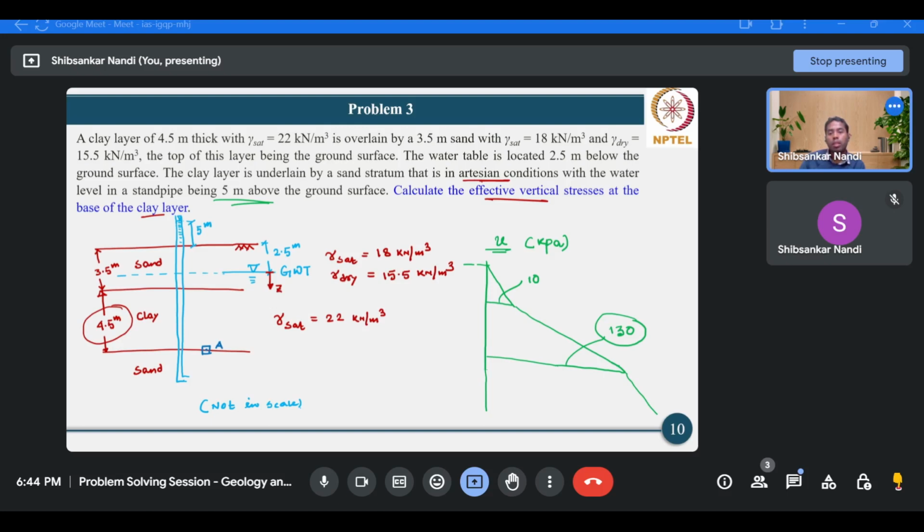The Z is basically measured from the groundwater table location. So it will be something else. So you have to calculate the total height starting from the base of the clay layer up to the groundwater table location in the standpipe. That is the thickness of upper sand, thickness of clay, plus the height above the ground surface. That will be the pore water pressure at the base of the clay layer. Okay, so this is a tricky part for this problem, else the problem is similar to the previous two.